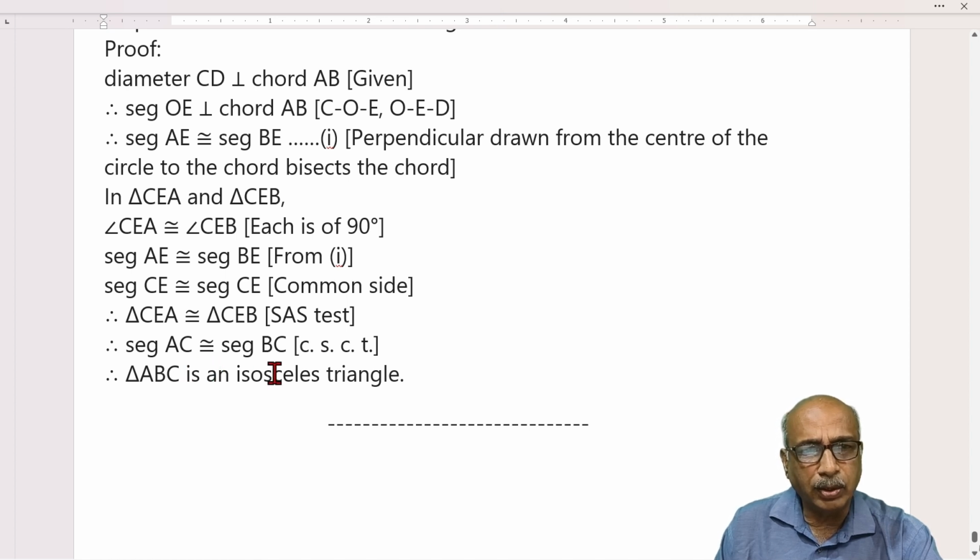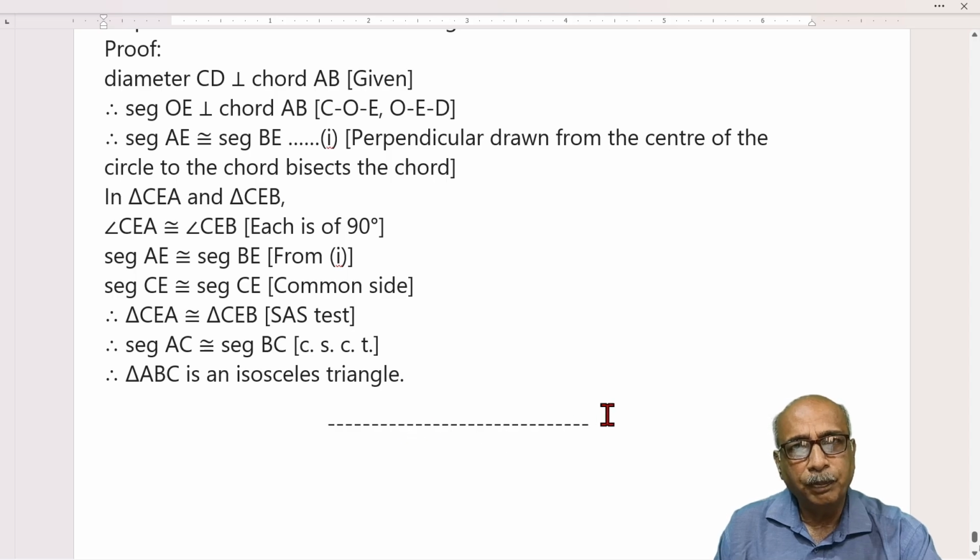Segment AC is congruent to segment BC, corresponding sides of congruent triangles. Therefore, triangle ABC is an isosceles triangle. One pair of sides is congruent. So, AC is congruent to BC, so it is an isosceles triangle.